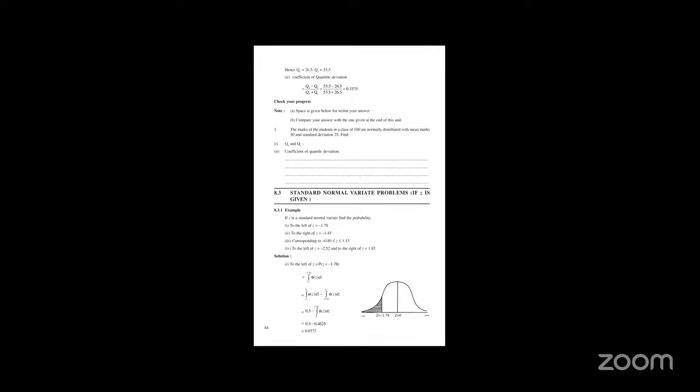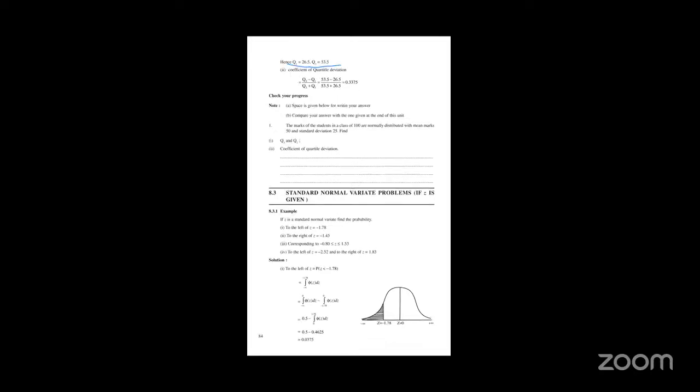So what is the other thing they gave? From the previous one, we can say Q1 is equal to 26.5 and Q3 is equal to 53.5. They already asked for the coefficient of quartile deviation. The coefficient of quartile deviation can be represented as (Q3 minus Q1) by (Q3 plus Q1). So we'll substitute the values and we'll get 0.3375.